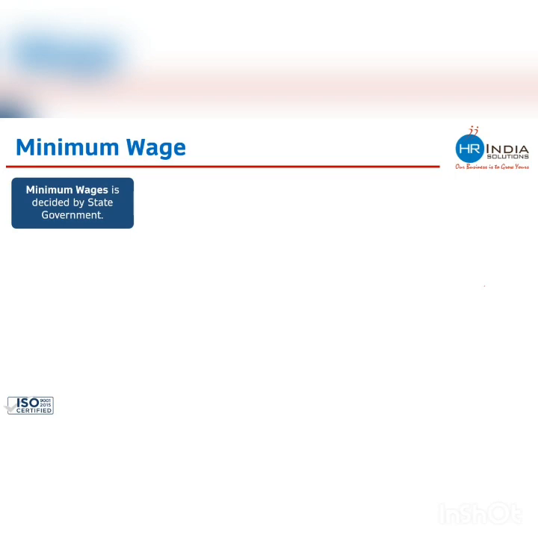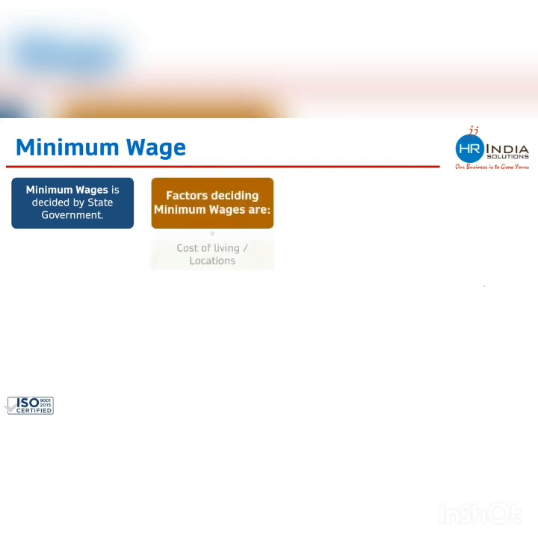How does the state government decide the minimum wage? The factors deciding minimum wages are cost of living and location of that state. The cost of living of that state becomes an important factor while deciding the minimum wage. Labor supply and demand in that specific state also plays an important role while deciding the minimum wage of any state.